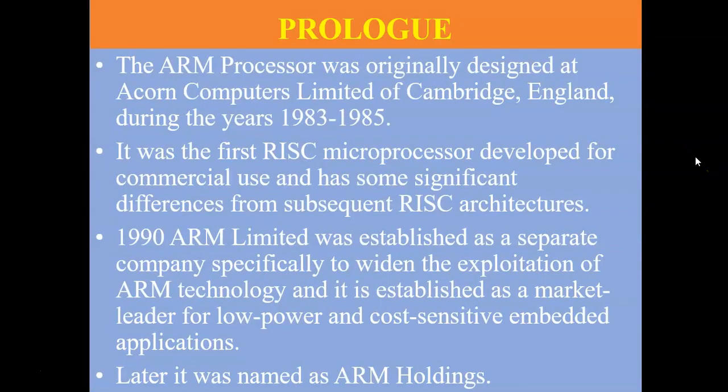Now, let us understand what is this ARM processor. I have not yet explained to you what is this ARM processor. First, I have explained to you where the ARM processors are present, what is its use. Now let us come to the introduction of ARM processor. Actually, the ARM processor was originally designed at Acorn Computers Limited of Cambridge, England during the year 1983-85. It was the first RISC microprocessor developed for commercial use and has some significant differences from subsequent RISC architectures also.